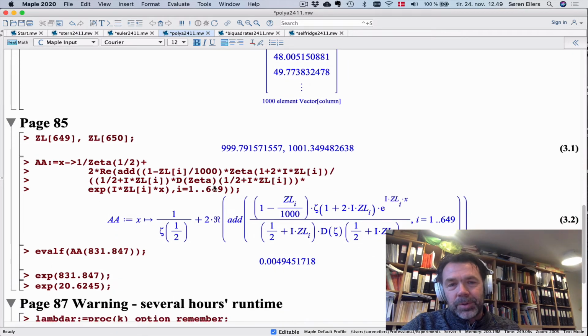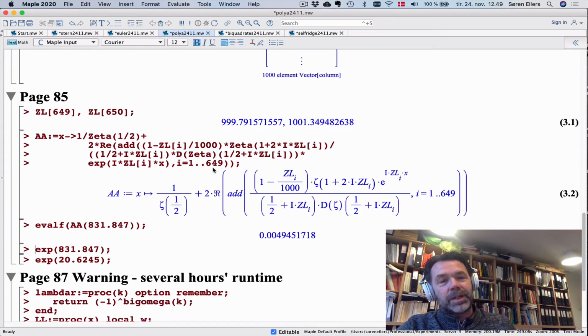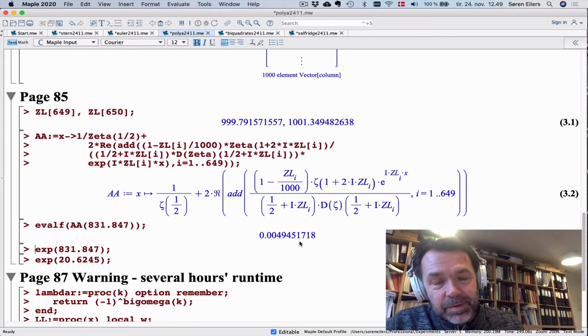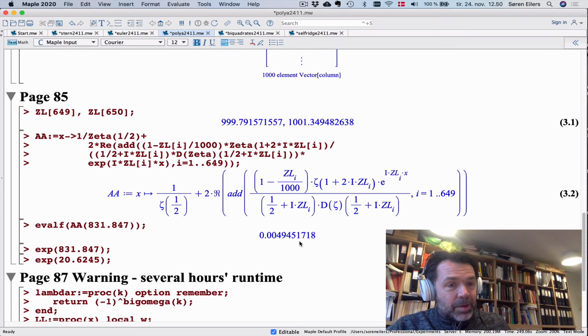I want to compute the sum of all the zeros up to m equals 1,000, so I need to know when I go above 1,000 for the first time. That's at entry number 650. So I add up these 649 terms, and then when you plug in x0 equals 831.847, you get a positive element out, and this then disproves Polya's conjecture. So this was done by Hazel Grove, simply by making this computation that we had to wait a few minutes for Maple to do.